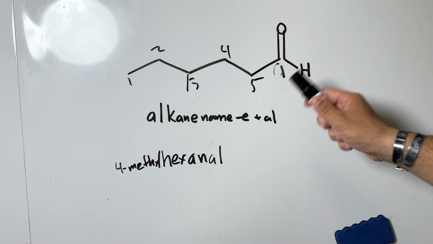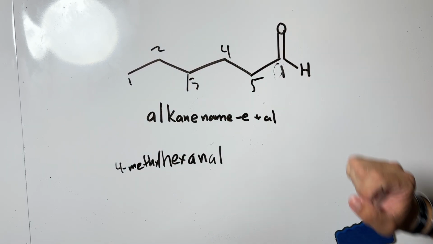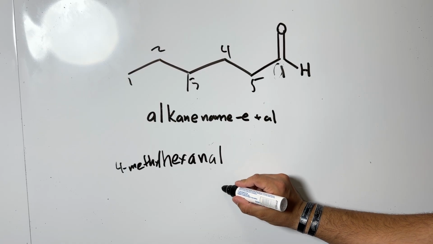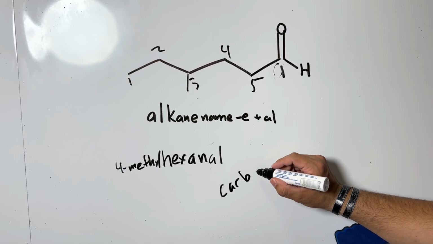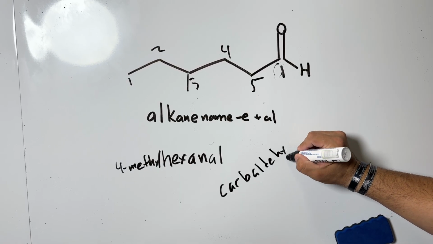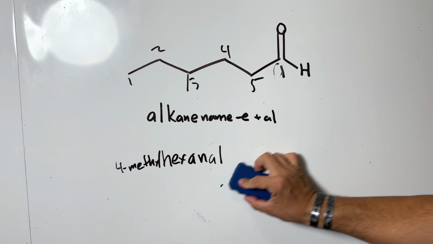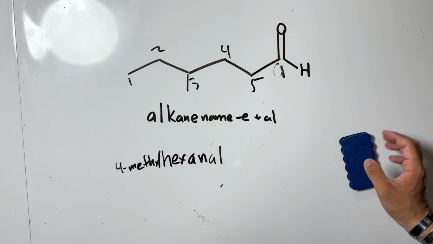Now, there are groups that take higher priority than our aldehyde, such as carboxylic acids. When you are naming the aldehyde as a substituent, sometimes you'll see it called a carbaldehyde. It's usually for carbaldehydes on rings that I see. Carbaldehyde like that. Like benzaldehyde could also sometimes be called benzene carbaldehyde.